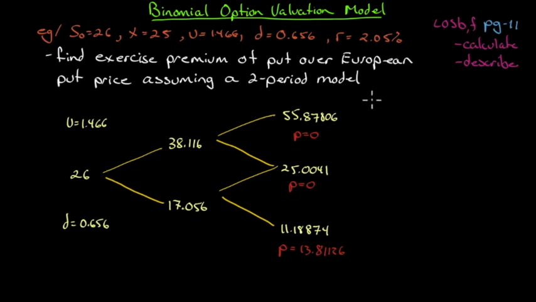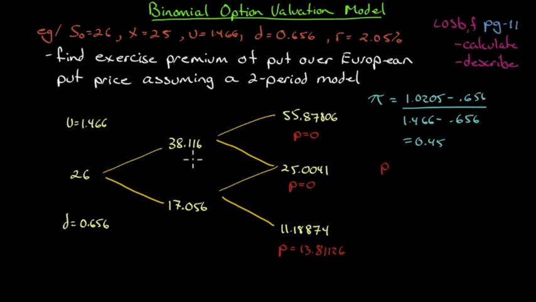So we're going to need a probability of up and down moves, our P here, or our pi. What's our interest rate? 1.0205 minus D, 0.656, over U, 1.466 minus 0.656, and that gives us 0.45. So there we are. We're in a position now where we can calculate P plus and P minus.